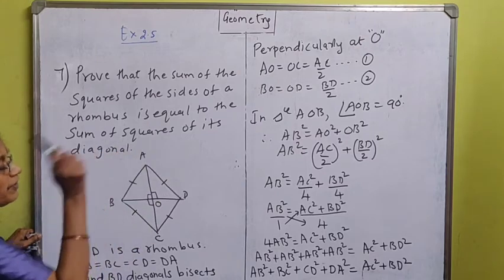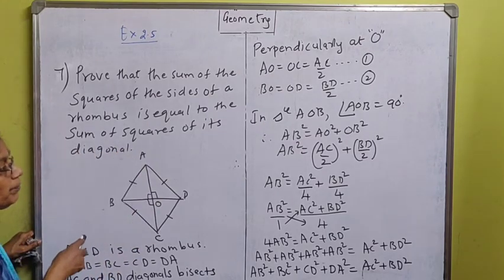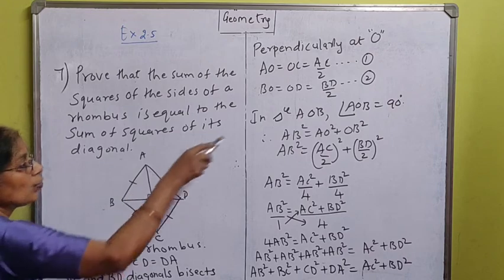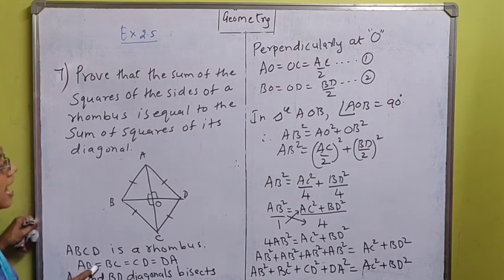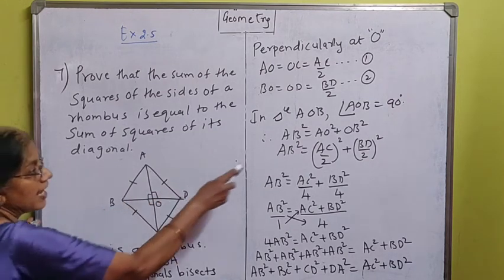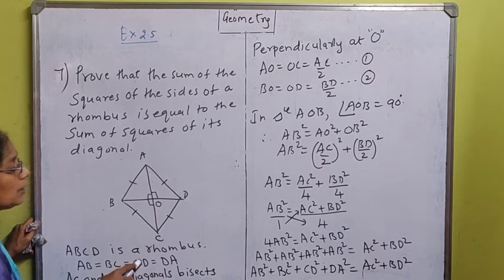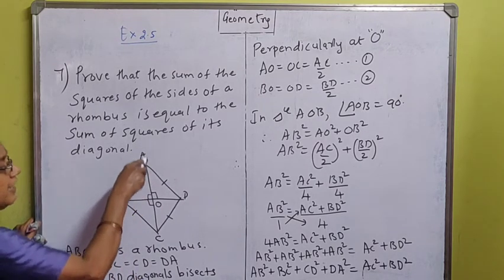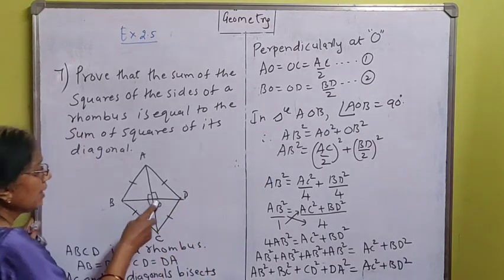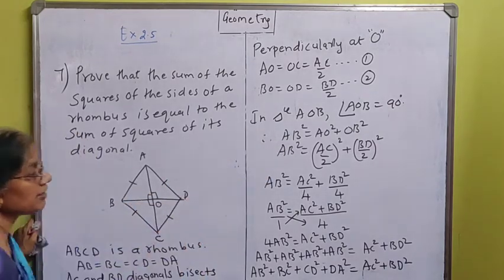Let us take any one of the triangles. So we take triangle AOB. In triangle AOB, angle AOB is 90 degrees. So we can apply the Pythagoras theorem. What does the Pythagoras theorem say? Hypotenuse square, so AB square is equal to the sum of the squares of the two sides: AO square plus OB square.